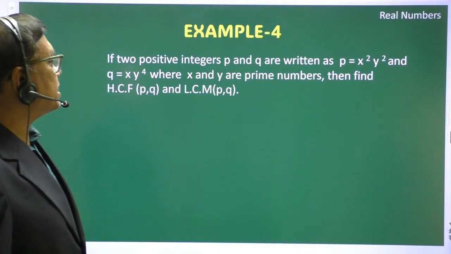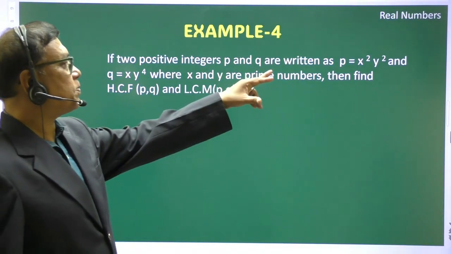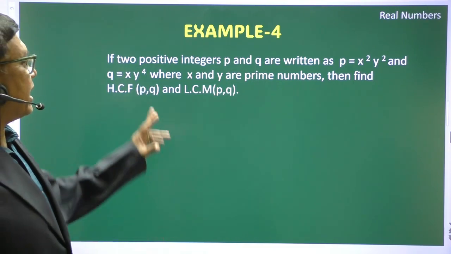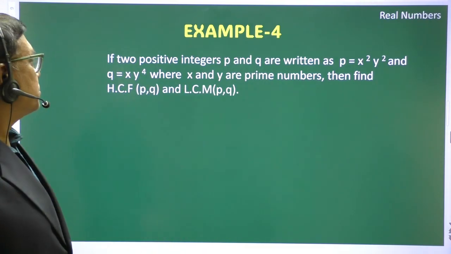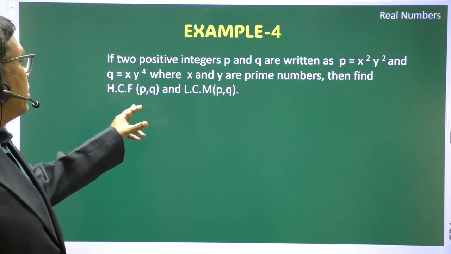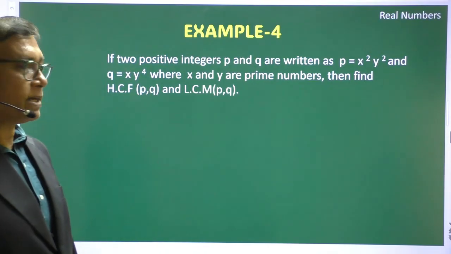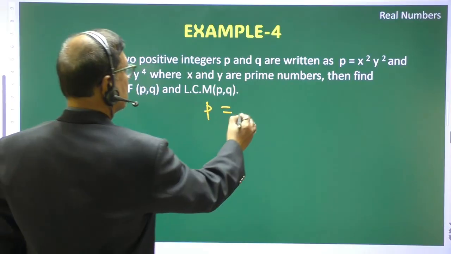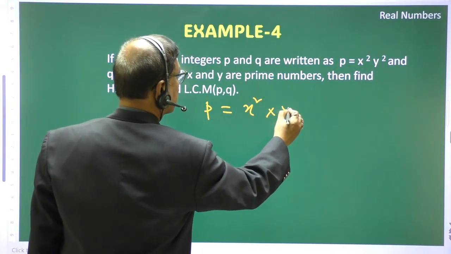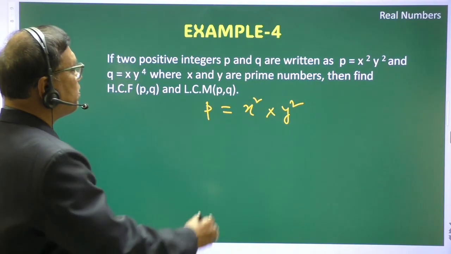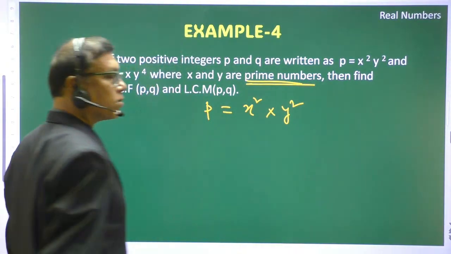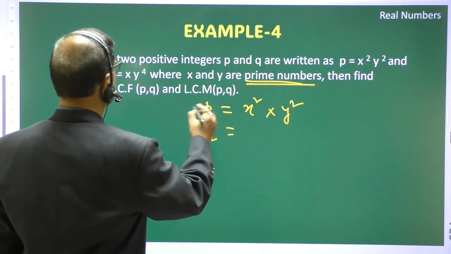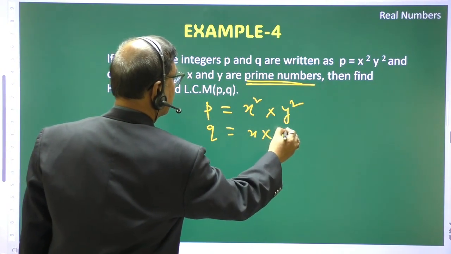If two positive integers p and q are written as p equal to x square y square and q equal to x y to the power 4, where x and y are prime numbers, then find the HCF of p and q, and the LCM of p and q. Is it clear? So first I am writing p: x square into y square. Remember here x and y are prime numbers. It is mentioned in the question, x and y are prime numbers. Clear? And q is x into y to the power 4.